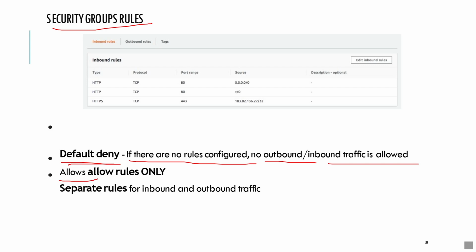Allow rules only. This means that only the traffic matching the rules we have configured is allowed. Other than that, other traffic is not allowed. There are separate rules for both inbound traffic as well as outbound traffic. These are all about the security group rules.